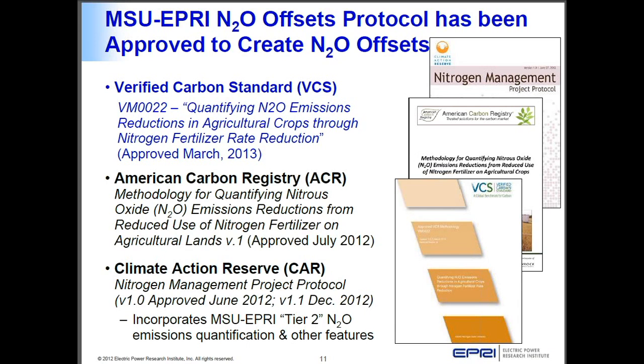I just want to briefly mention a similar methodology was approved by the American Carbon Registry last July, and another methodology that's quite similar and based on the core parts of the MSU EPRI methodology also was approved by the Climate Action Reserve in 2012, and an updated version at the end of December 2012 that did some technical changes to the originally approved methodology. As far as we're aware, this particular methodology is the only one that's been approved in all three of these major offset programs.